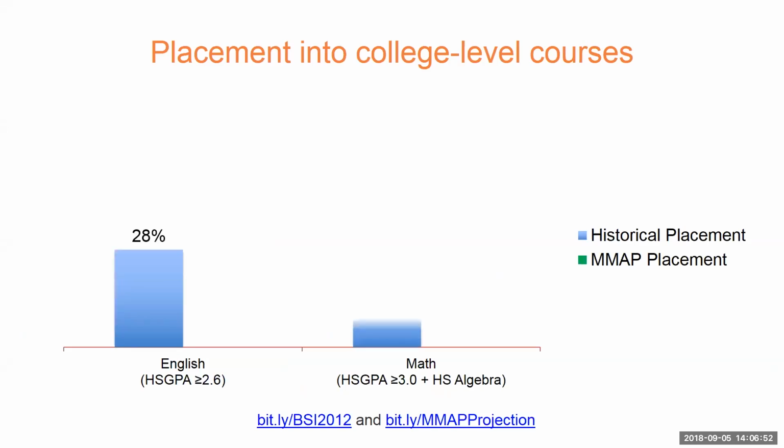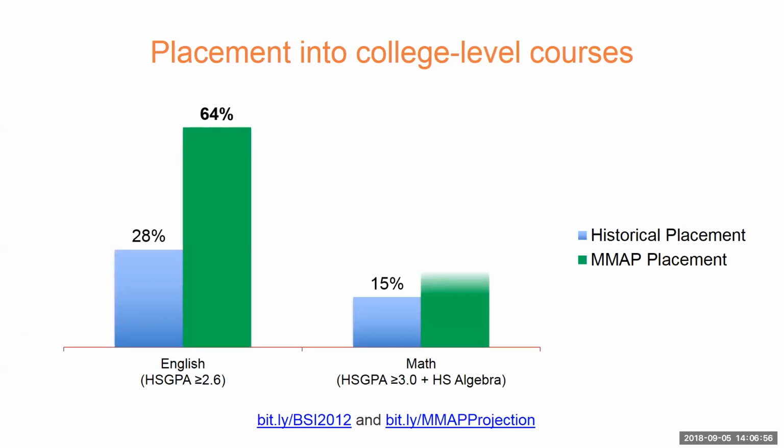So what we found is that when you compare historical placements of colleges before they started using MAP, placement into college level courses was pretty small in English and much smaller in math. And when colleges started using multiple measures or the decision trees, they doubled and sometimes tripled the amount of students that were eligible for college level courses.